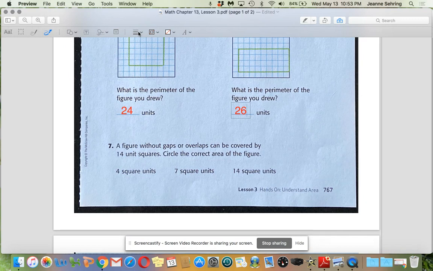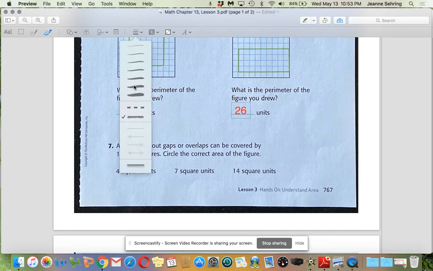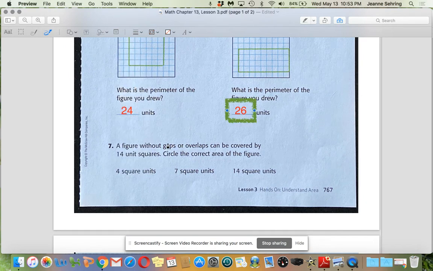All right. Now let's look right here. First of all, I think the question is kind of worded poorly because they never really tell you what gaps and overlaps are, and it's really not important right now. So we're just going to move on.